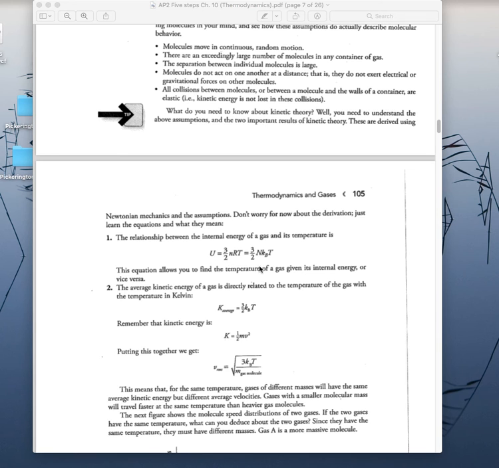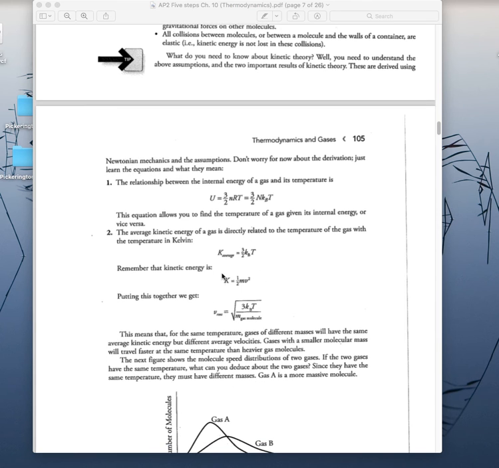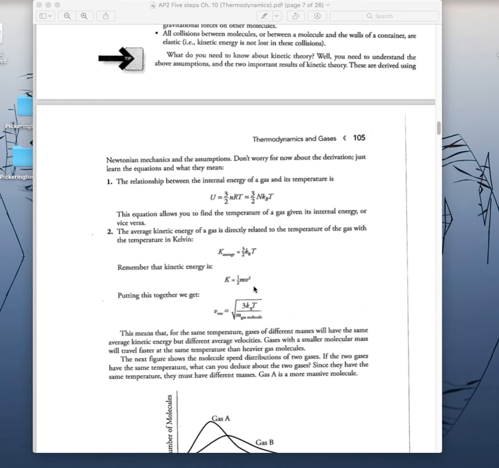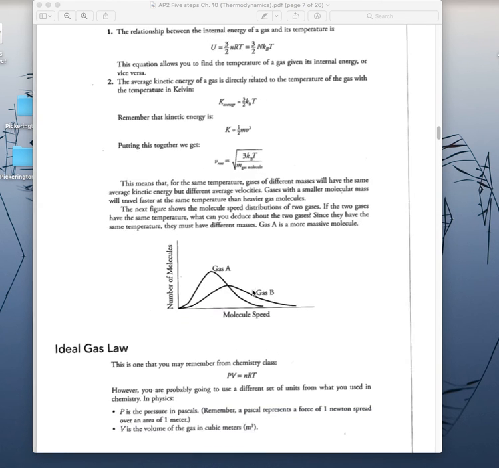So this relates to temperature. Again, the idea is that kinetic energy of a molecule is related to its speed and mass.